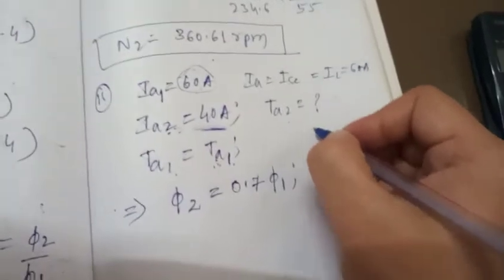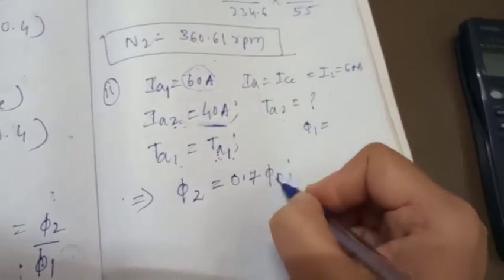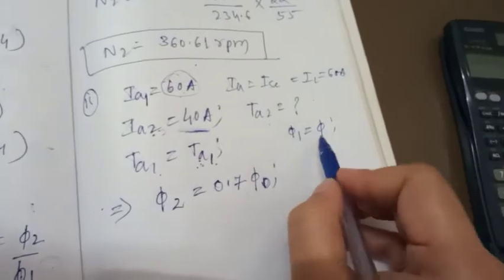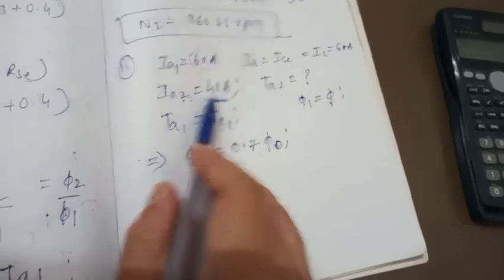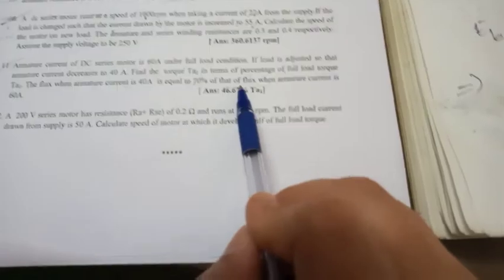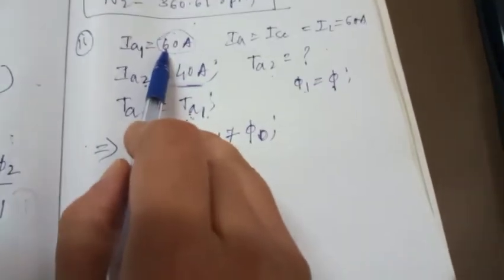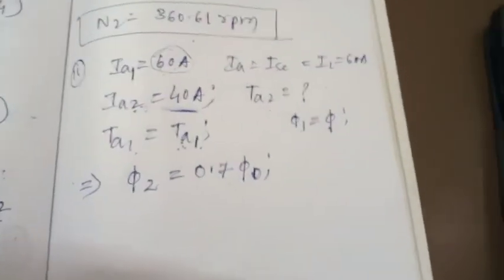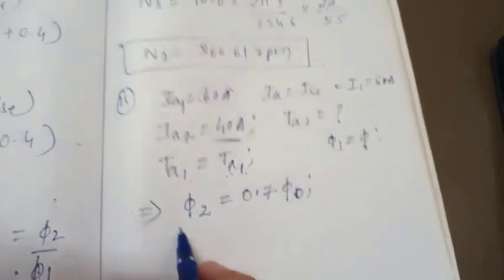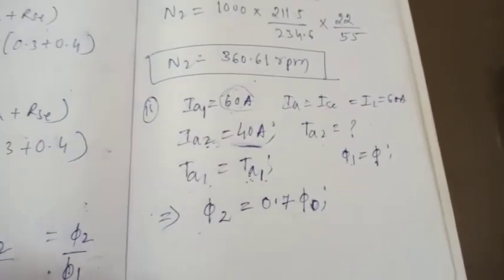Let phi 1 be equal to phi. This phi corresponds to 60 amps, and 0.7 phi corresponds to 40 amps. So when the armature current is 40 amps, the flux is 70% of that flux when the armature current is 60 amps. Okay, so we have phi 1, phi 2, TA2 and TA1. I have to calculate TA2 in terms of the percentage of full load torque TA1.